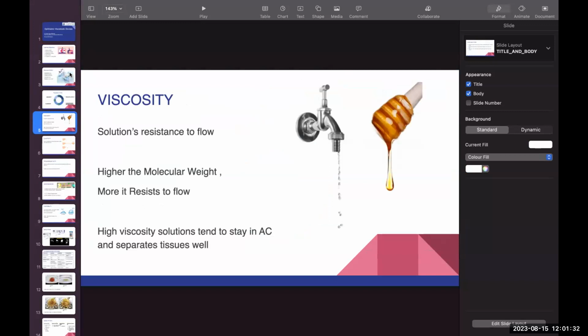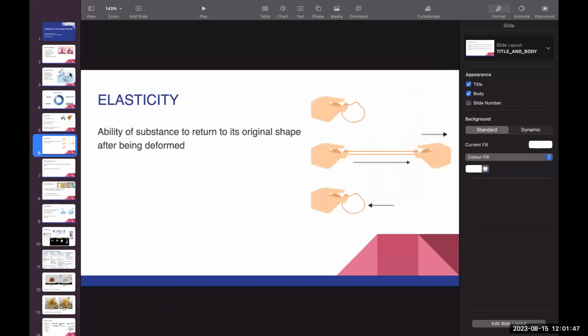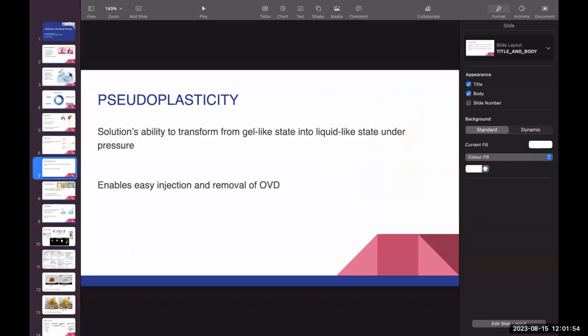So viscosity is the resistance to flow in a solution. When we compare water and honey, honey is more viscous. Usually, higher molecular weight substances are more viscous. Such solutions tend to stay in the anterior chamber in the case of OVDs. Elasticity is the ability of a substance to return to its original shape after being deformed. Pseudoplasticity is the solution's ability to transform from a gel-like state into a liquid-like state under pressure. That is, their viscosity reduces under pressure. So such a property enables easy injection and removal of the OVD.